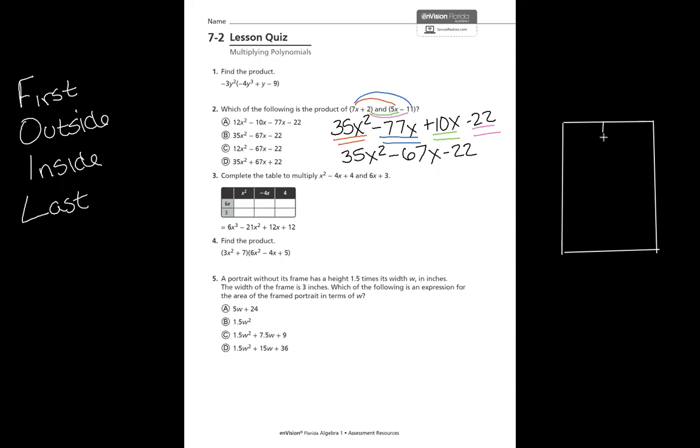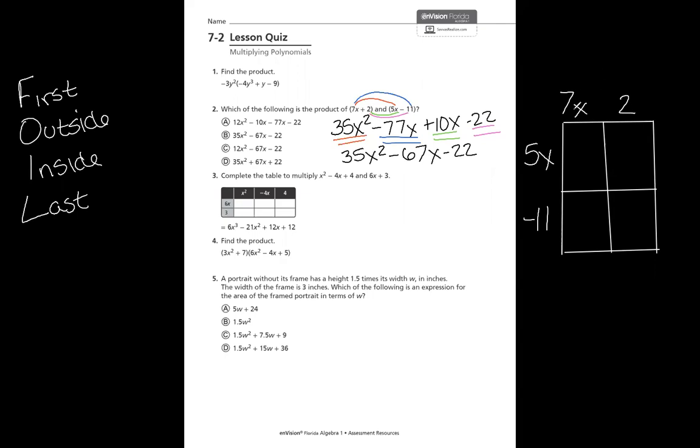And I'm going to need 2 columns and 2 rows because each of my groups has two terms. So I'm going to put one of the binomials on top and one binomial on the side, and it doesn't matter which one. We've got 7x and +2, and then I've got 5x and -11. Again, if you put it on the top or on the side, it doesn't matter. Just make sure one set goes on top and one set goes to the side.